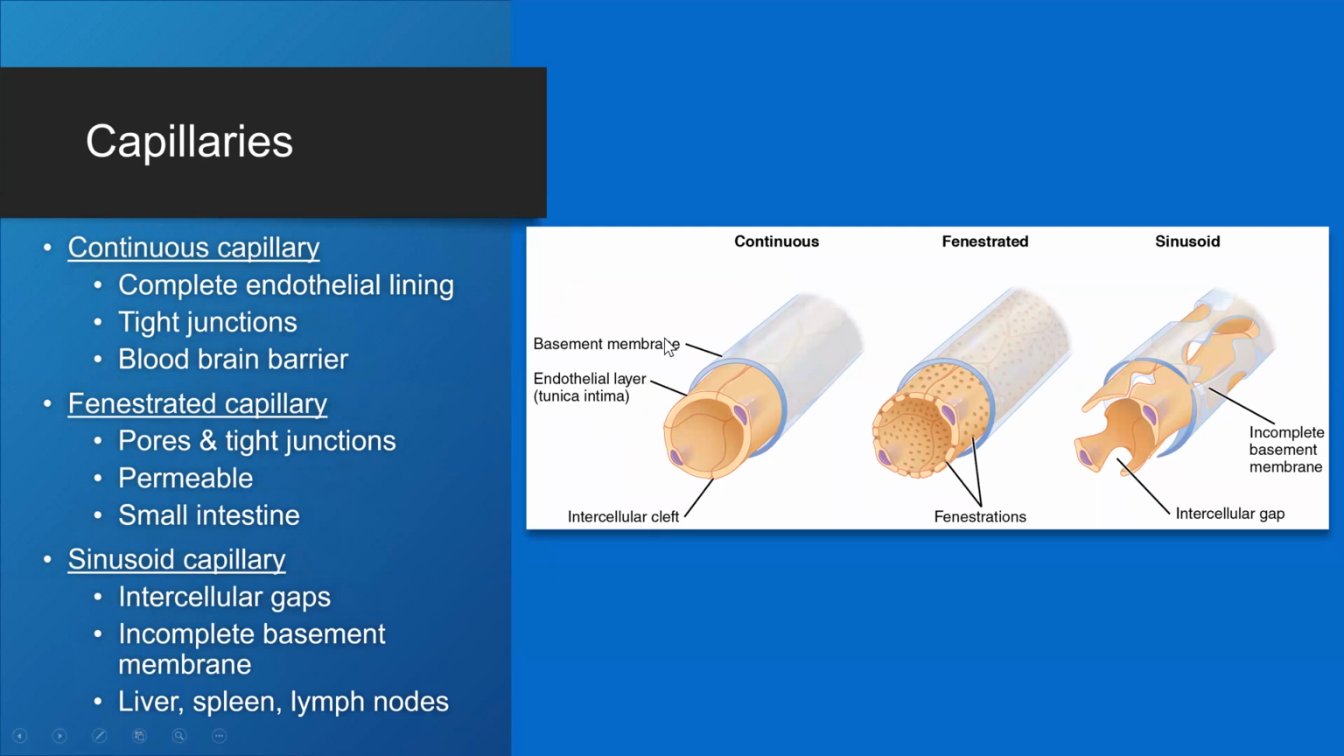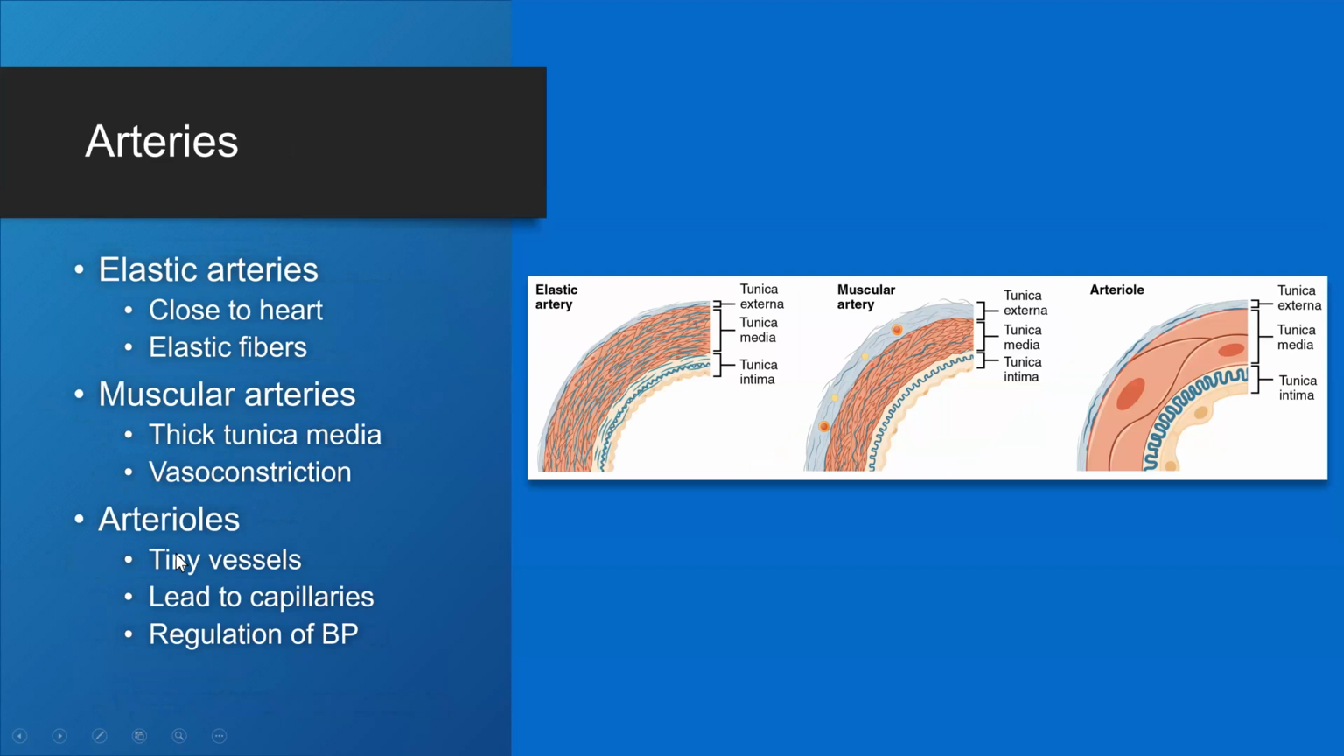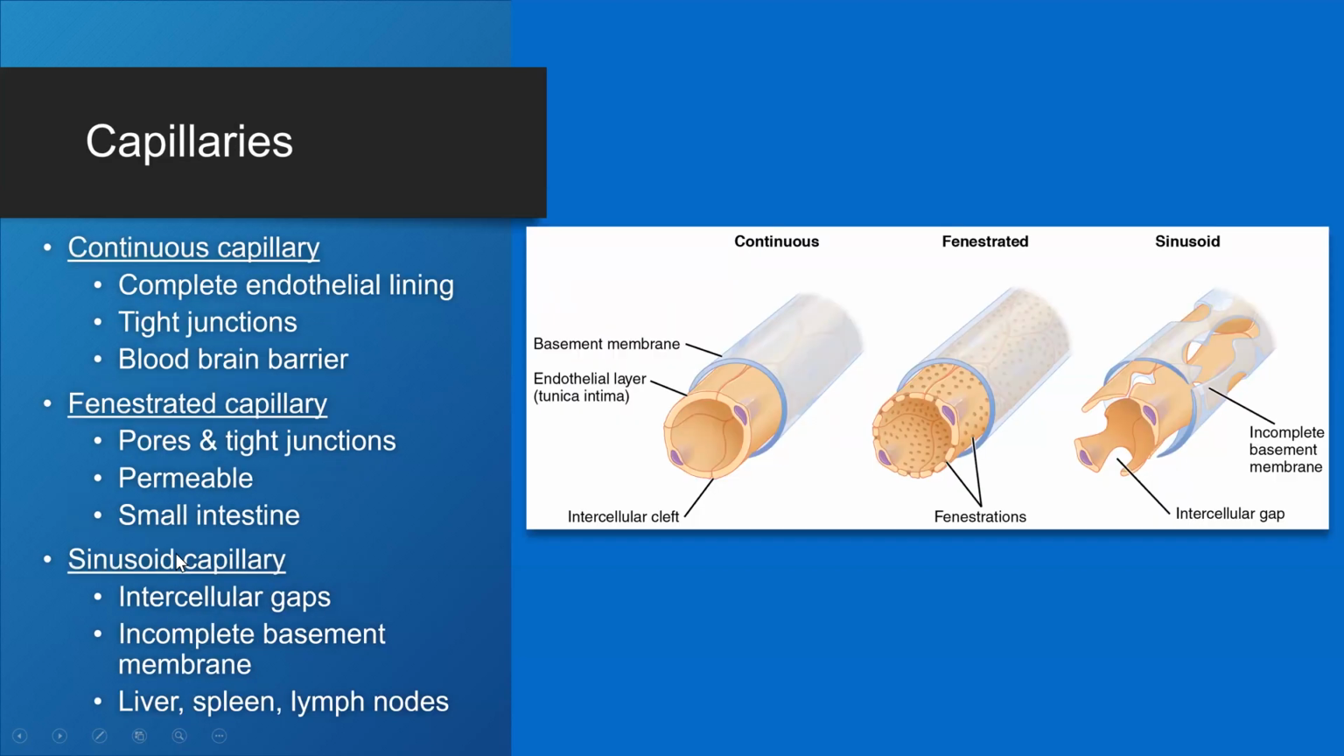And then we have capillaries, right? So arterioles then branch and divide into capillaries. We have continuous capillaries, fenestrated, and sinusoid. Continuous capillary, shown here on the first picture, has a complete endothelial lining. So we have these endothelial cells of tunica intima.